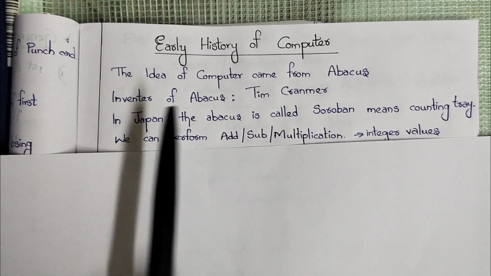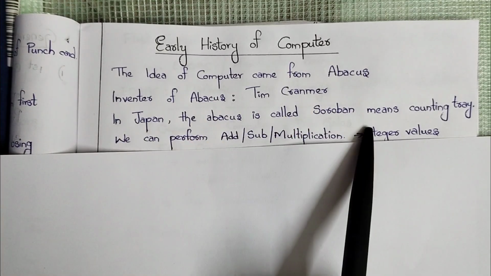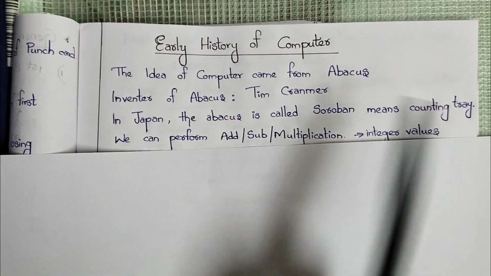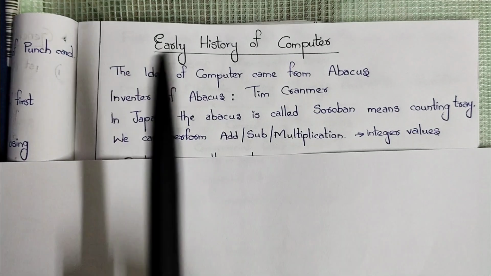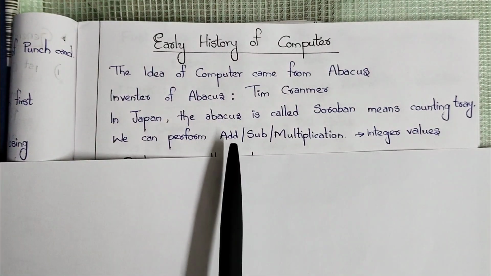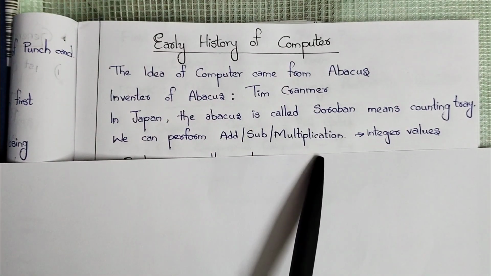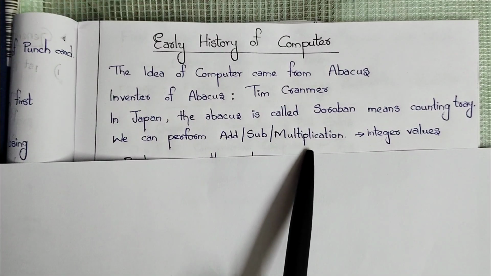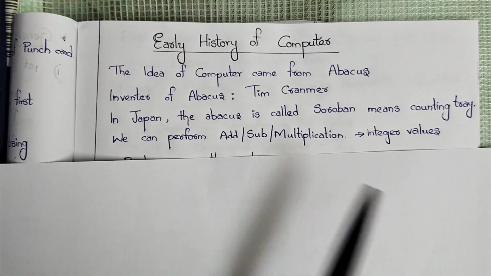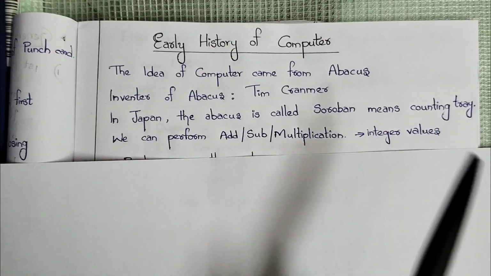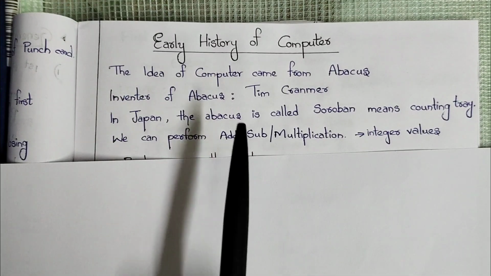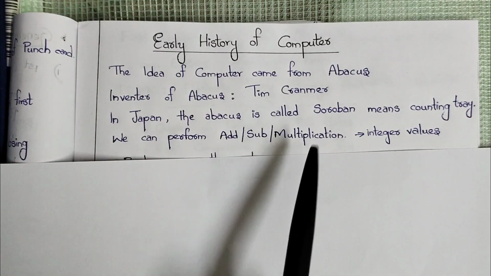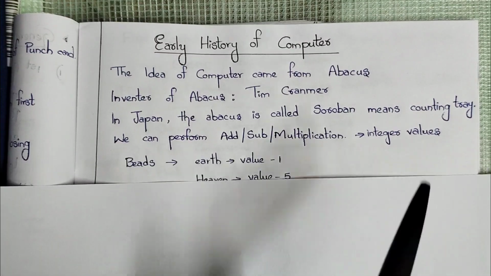In Japan the abacus is called saroban, meaning counting tray. With the help of abacus we can perform addition, subtraction, and multiplication, and we can only perform these calculations on integer values, not on fractional values.